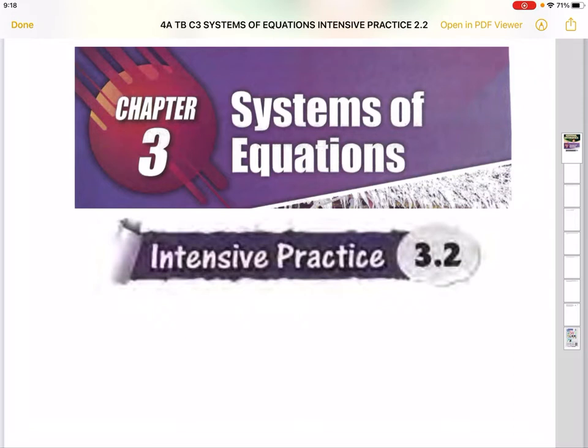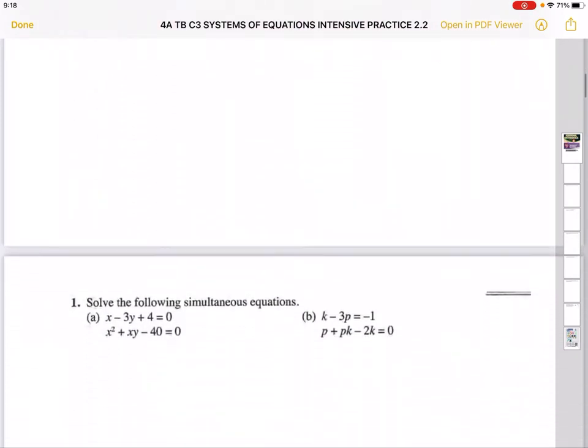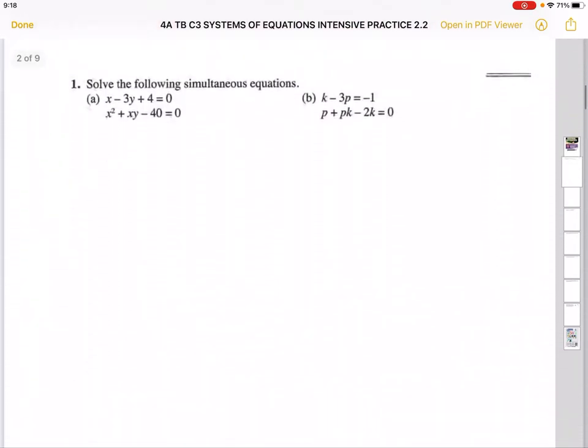My name is Terry. In today's video, we're going to discuss the questions from this Practice 3.2, and it is all about solving simultaneous equations. Now, the simultaneous equations in Form 4 Add Maths deal with a linear and a non-linear equation, unlike the ones you learned in lower forms, which usually involve two linear equations in two unknowns.